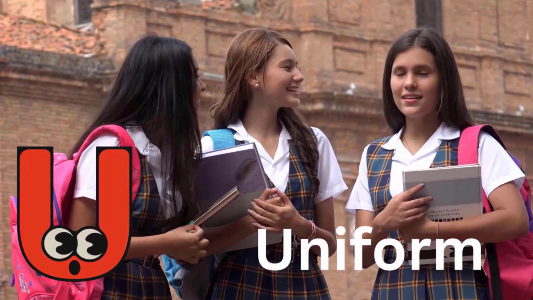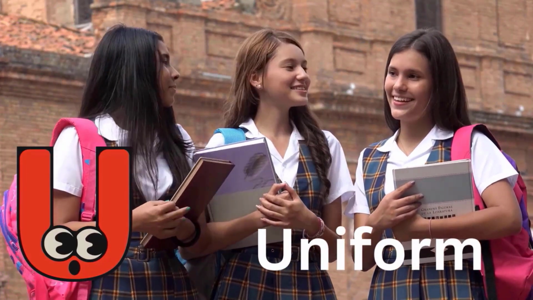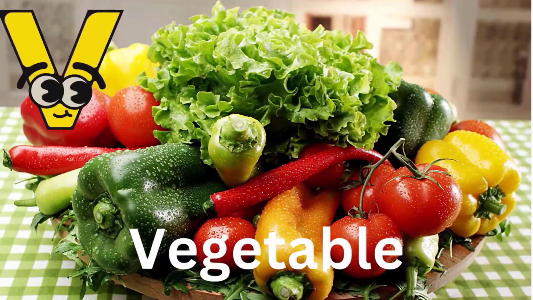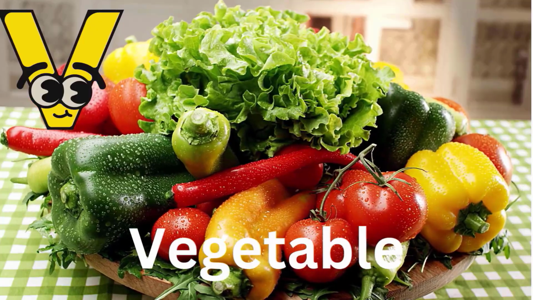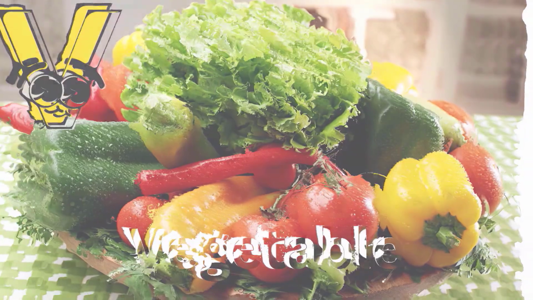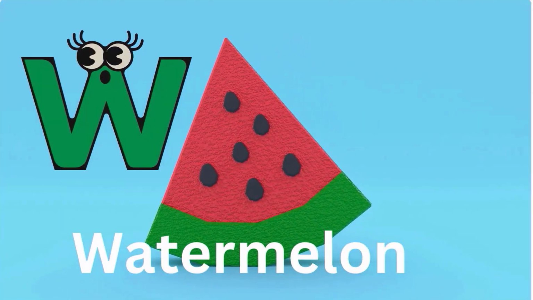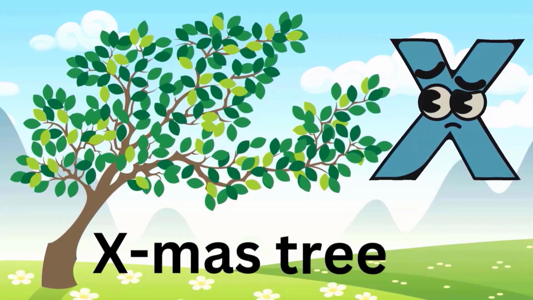U for umbrella. U for uniform. V for van. V for vegetable. W for wasp. W for watermelon. X for X-mas.